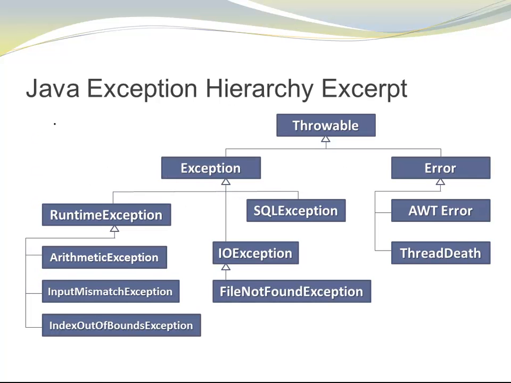Let's have a look at the Java exception hierarchy. Here is an excerpt. At the root, we have class Throwable. From Throwable derive errors and exceptions. There are many types of exceptions: runtime exceptions, I/O exceptions, SQL exceptions, and many other types of exceptions as well. For now, I want to focus on arithmetic exceptions.